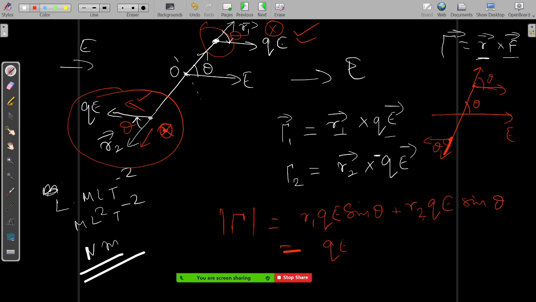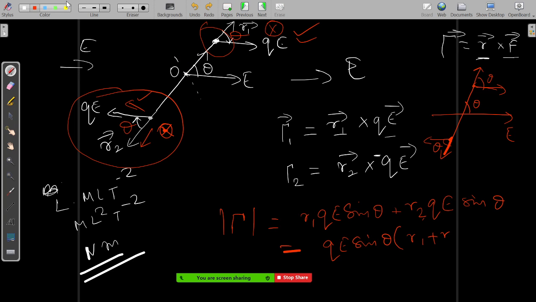So this comes to be QE sine theta into (R1 plus R2). What is R1 plus R2? R1 here was basically this particular portion, and R2 here was basically this particular portion. Half of it.